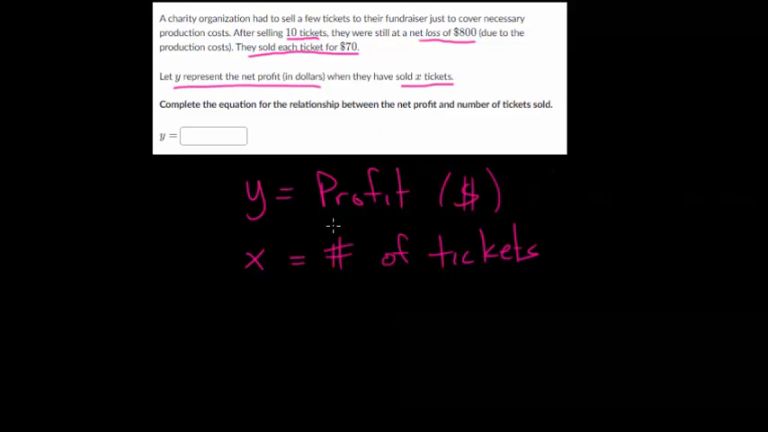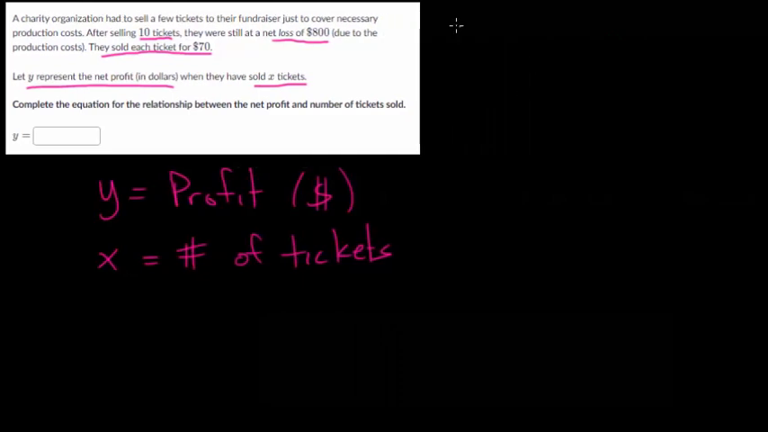So we've defined our variables. Now the next step in our strategy is to start looking for those key pieces of information. So basically, what are the numbers in the problem here? And so this second sentence here, after selling 10 tickets, so let me write this down. So when X is 10, so we've sold 10 tickets, Y is the net profit, but we're at a loss of $800. So if your profit's at a loss, that means you're minus $800. Well, really, we don't need to put the units, we know what they are. So minus 800 is our Y value there.